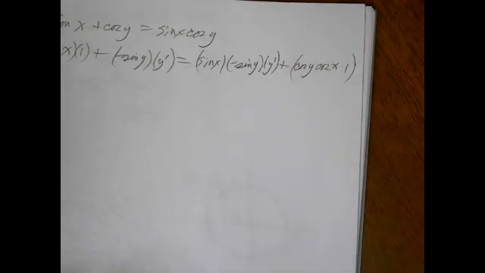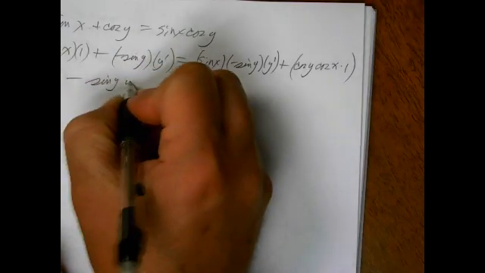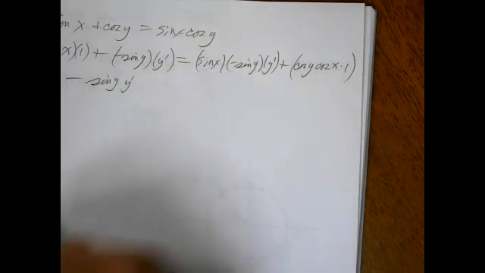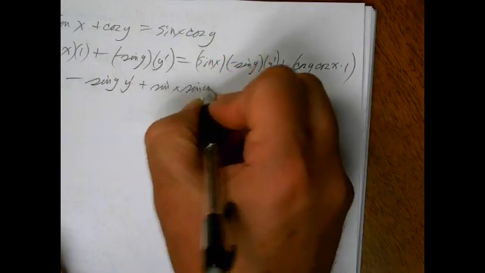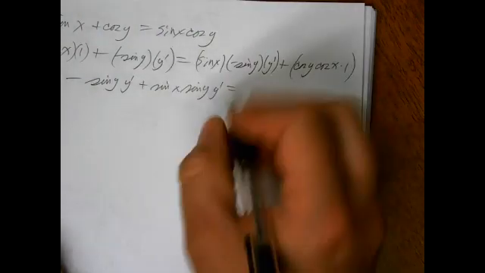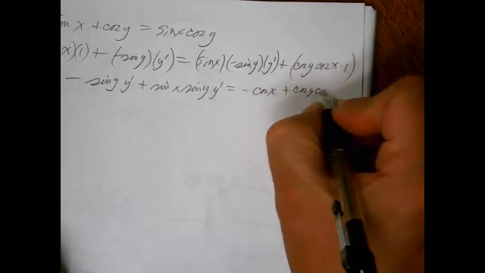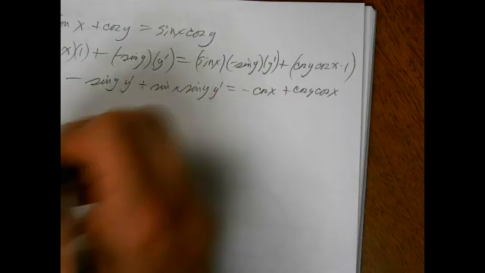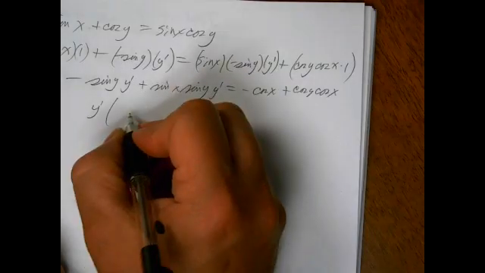Okay? Once again, everything that's got a y prime in it needs to be on one side. Anything that doesn't have a y prime needs to go to the other side. So negative sine of y, y prime stays on the left. Now I'm going to have a plus sine of x, sine of y, y prime that comes to the left, equaling a negative cosine of x plus a cosine of y, cosine of x. Again, factoring out a y prime, and perhaps writing this in a slightly better arrangement.